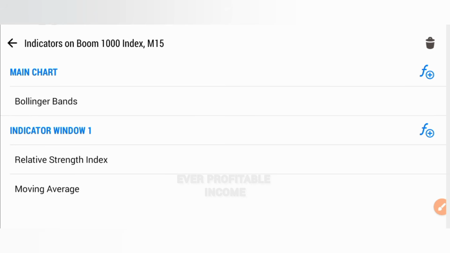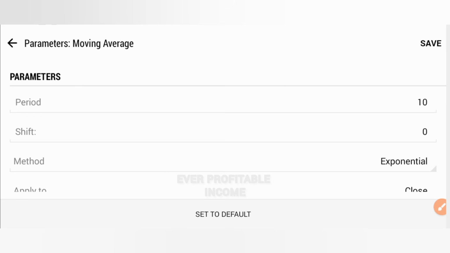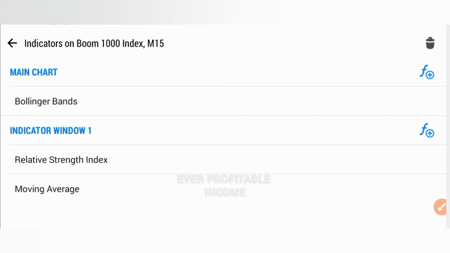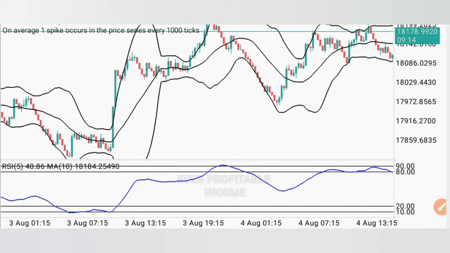Then the next indicator to add is a moving average to your indicator window. Add a moving average with period 10, shift 0, and the method is exponential, and then you click on save and we go back to our main chart. So we have our indicator window with the RSI and the MA.